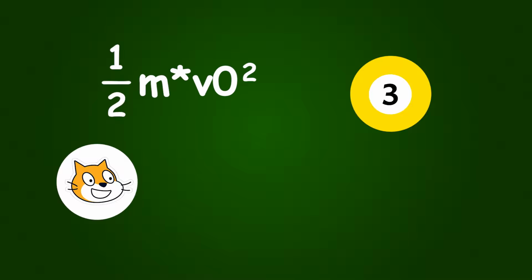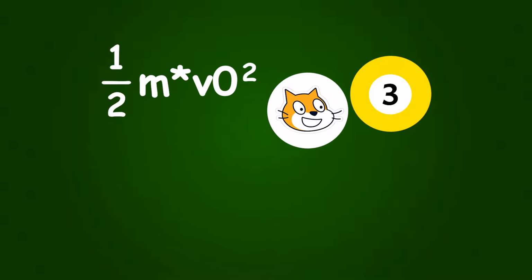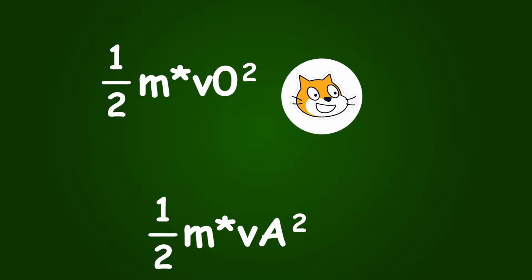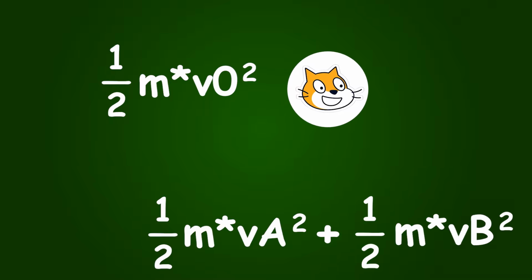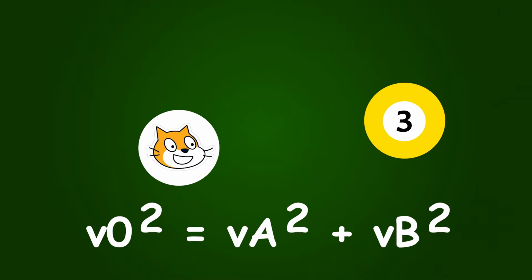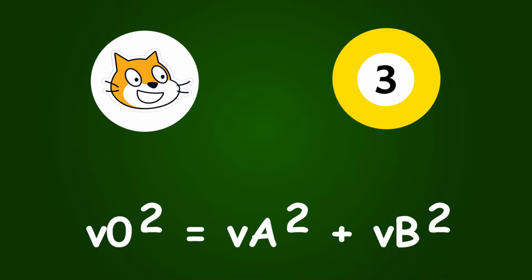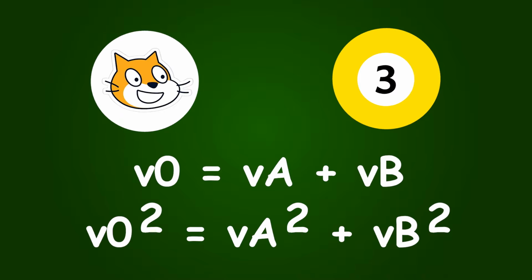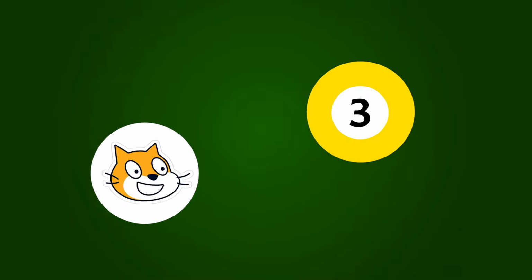The kinetic energy equals 1/2 m times v0 squared at the beginning, and that equals 1/2 m times va squared plus 1/2 m times vb squared after the collision. Again, we can cancel the 1/2 m on both sides, and we get v0 squared equals va squared plus vb squared. Given we have these two conditions and two unknowns, all we need to do is solve for va and vb. But how do we do that efficiently? Let's take a closer look.